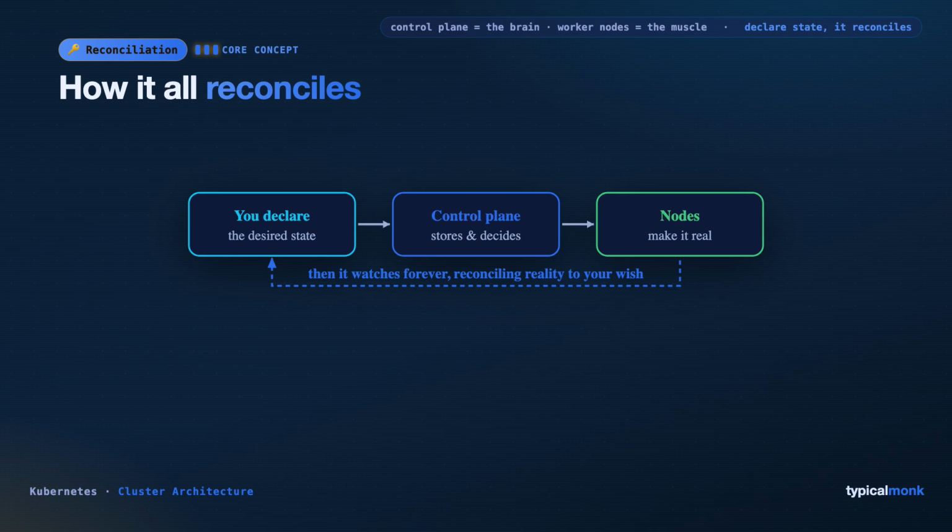And here is the elegant part. It does not stop there. The control plane keeps watching forever, and anytime reality drifts from your declared goal, it acts again to restore it. The loop never ends. So, the takeaway: you declare the desired state, the control plane records it and decides, and the nodes make it real, and then the cluster watches forever, continually reconciling reality back to your wish.